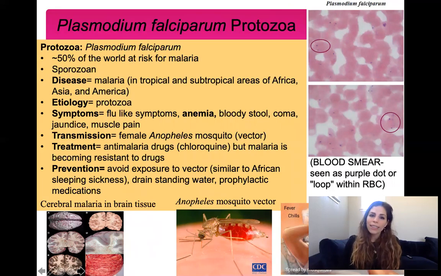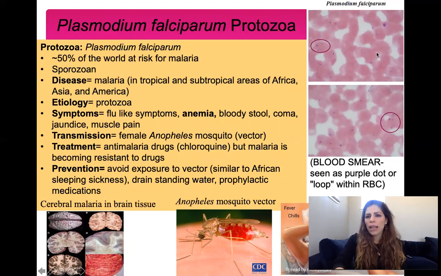So when you look at these environments, they're warm. Warm environments are what mosquitoes like, and here the transmission is through a mosquito. So the Anopheles mosquito is a vector for the Plasmodium protozoa. And this is how it's transmitted. Prevention is to avoid exposure to the mosquito, the Anopheles mosquito. Drain standing water and make sure that you're wearing proper clothing to avoid these mosquito bites.